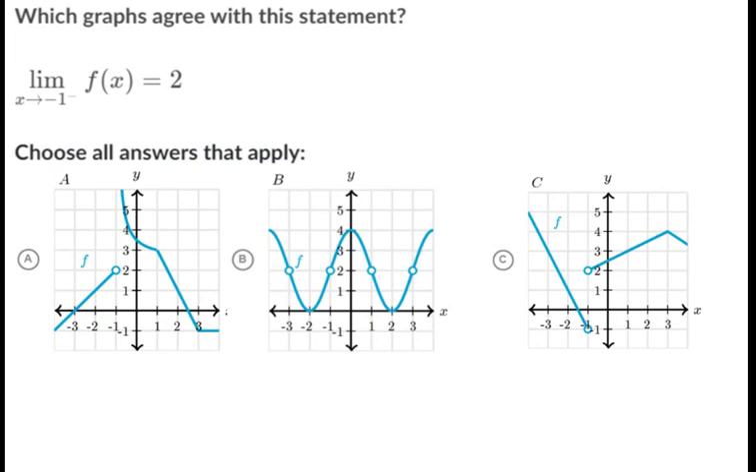All right, so let's look at this multiple choice question that I got off Khan Academy. It says, which graphs agree with this statement? Limit as x approaches -1 from the left-hand side. Remember that negative symbol there means from the left-hand side. And we're trying to figure out which one actually approaches 2 from the left-hand side. So we're only looking at numbers from the left-hand side, looking at -1.